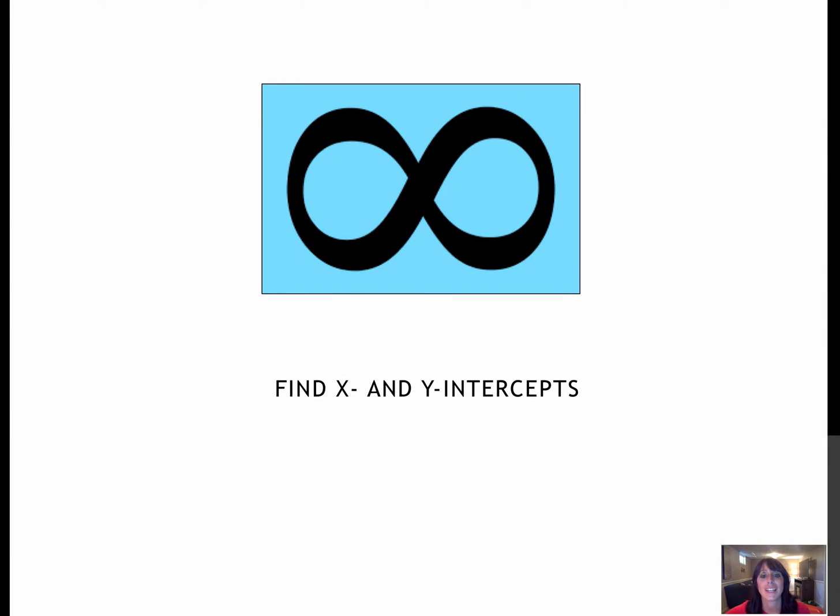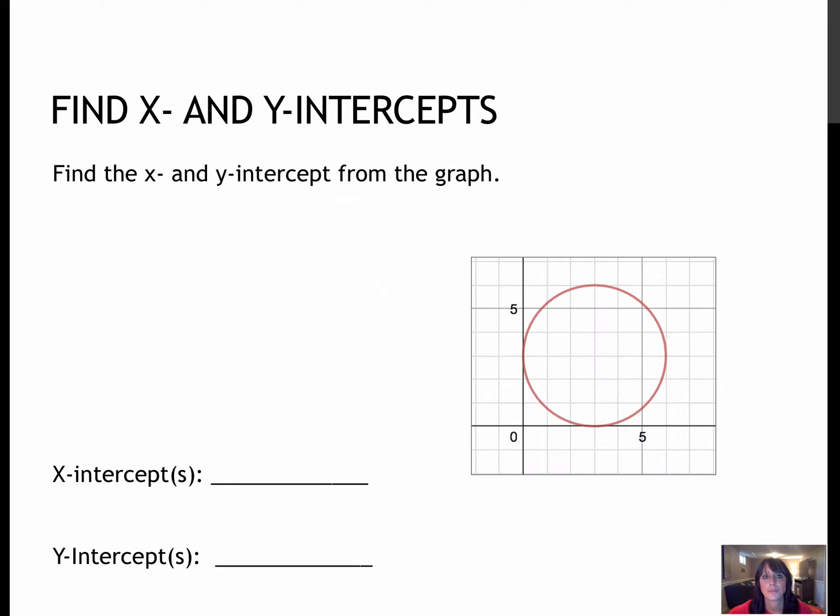In this lesson, we will find the x and y intercepts. So first we're going to find them looking at our graph, which, let's face it, is pretty easy. An x-intercept is where it would touch the x-axis, and a y-intercept is where it would touch the y-axis. This, of course, is y, this is x.